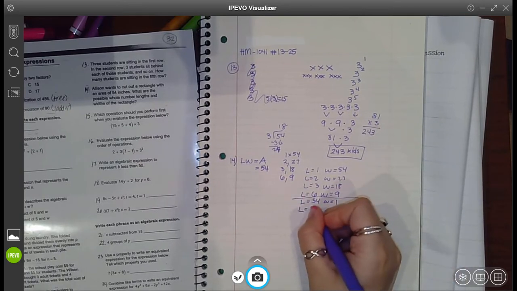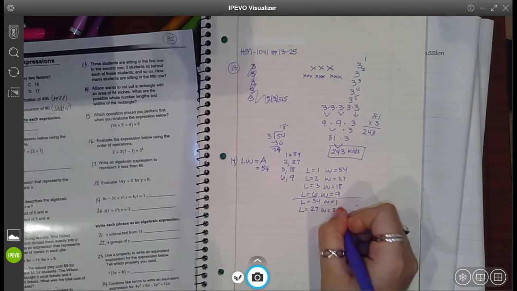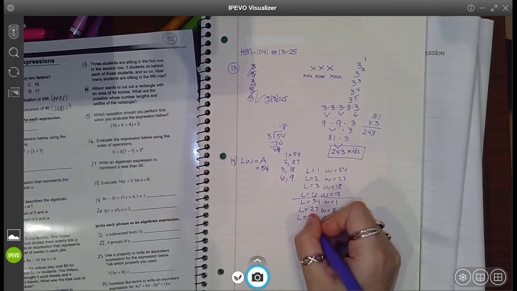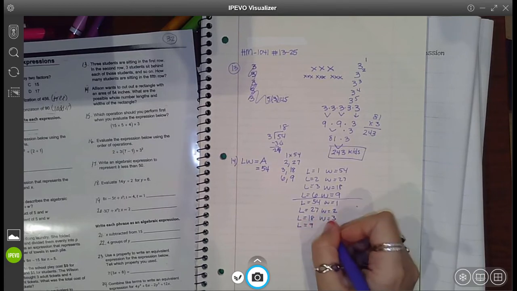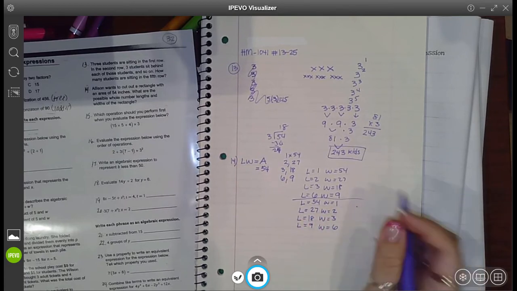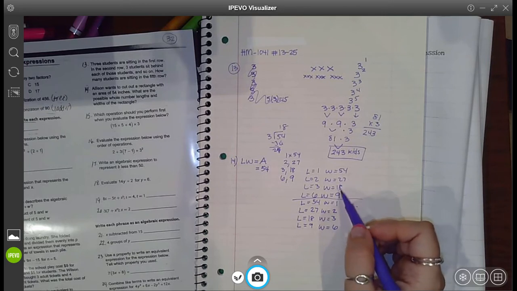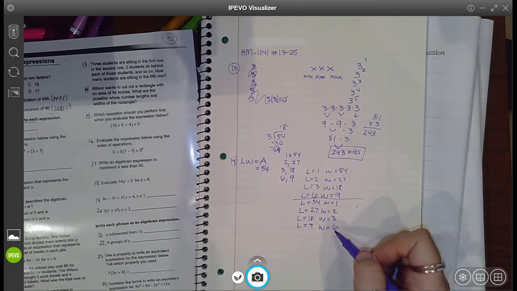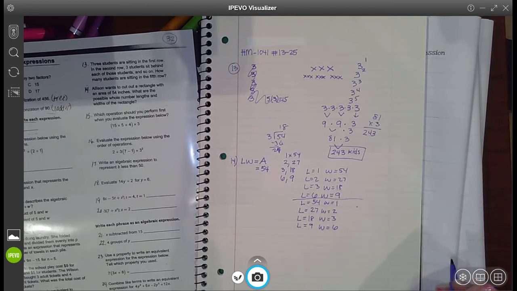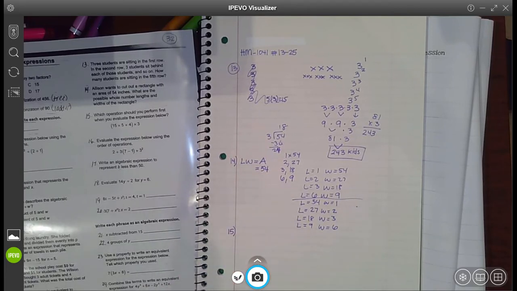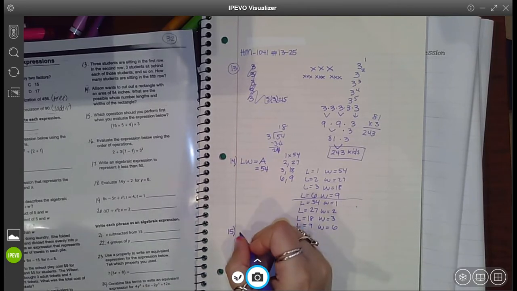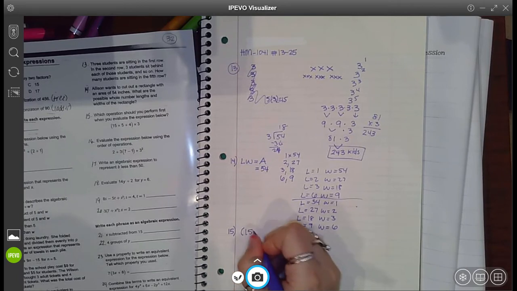So the length could be 27 and the width could be 2. And the length could be 18 and the width could be 3. And the length could be 9 and the width could be 6. So there's a total possibility of 1, 2, 3, 4, 5, 6, 7, 8 different combinations that I could do. And then, of course, don't forget your units. You would put your units on there. Remember to always pause the video and try things yourself if you want, and then unpause it to check yourself to see if you're right.